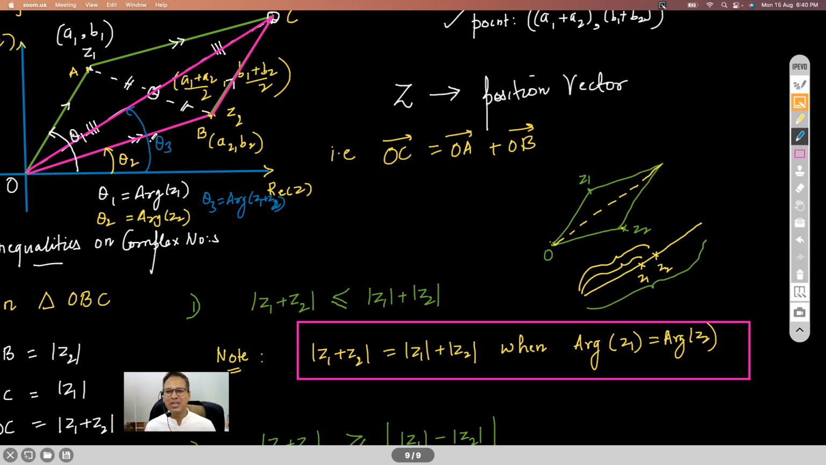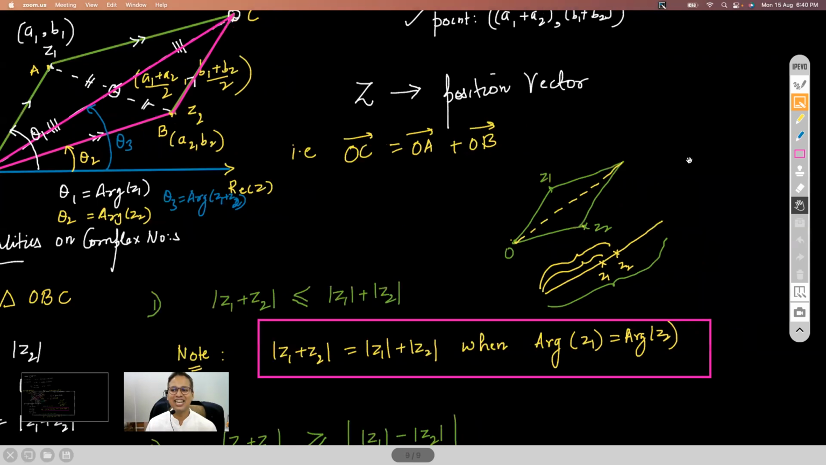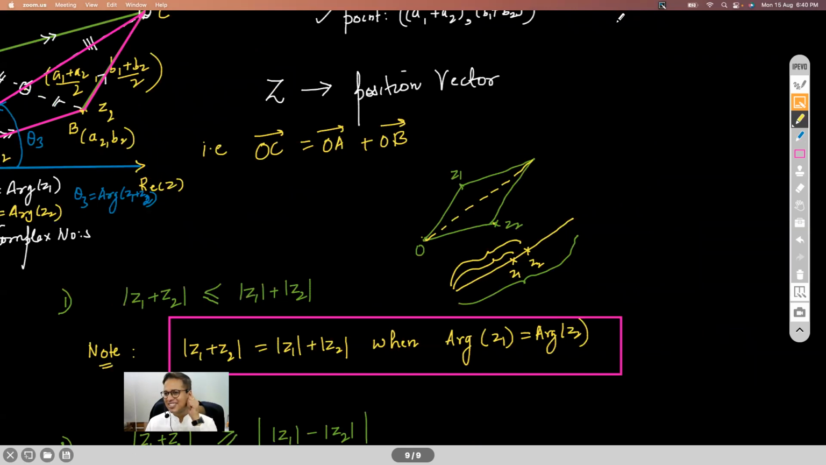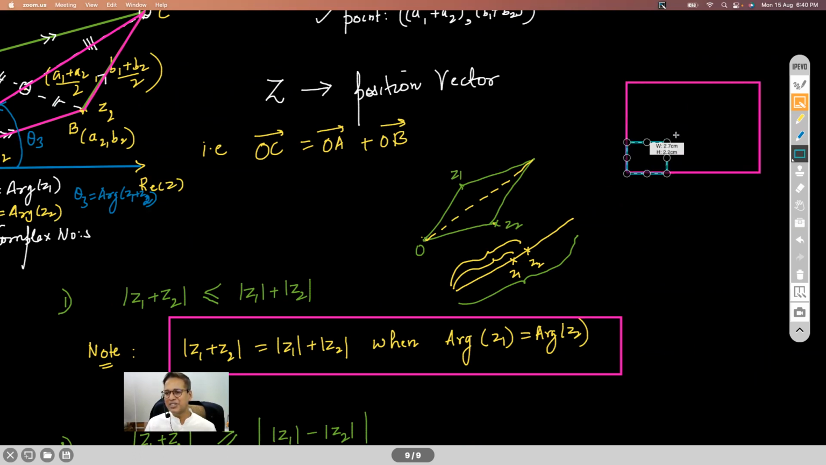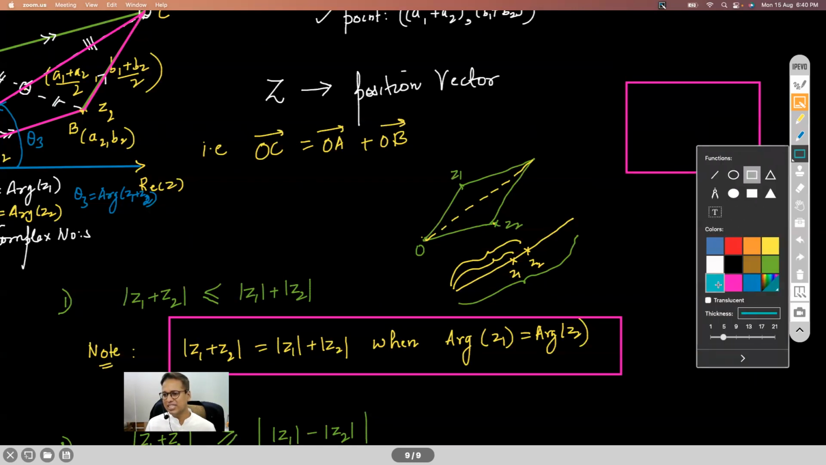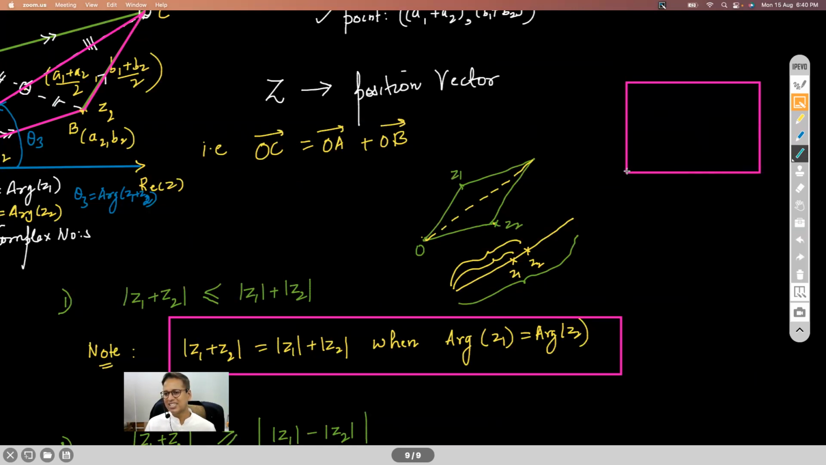Okay. So who will tell me when is the argument of Z1 plus Z2 actually the mean of the argument of Z1 and Z2? Okay, that's a very simple question to answer. My question actually is, when do you think this diagonal makes equal angles with this and this? So when is this angle and this angle equal? Jaldi bolo, fast.